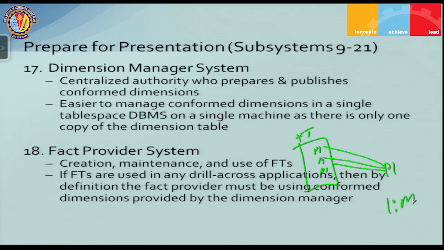It is easier to manage conformed dimensions in a single table space DBMS on a single machine, as there is only one copy of the dimension table that is kept. It is slightly more involved when we talk about multiple table space DBMS, or a DBMS distributed over a set of machines. So a single table space DBMS on a single machine is the easiest way to implement conformed dimensions.